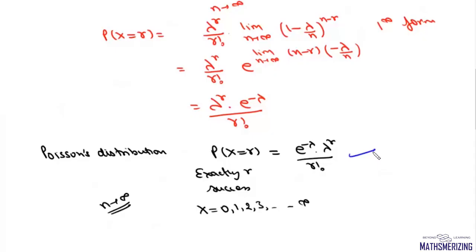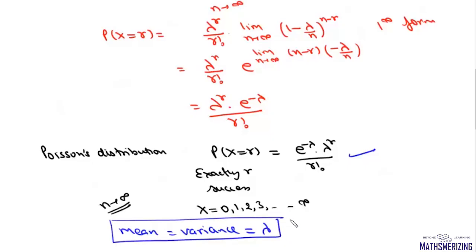Now in case of Poisson's distribution, both mean and variance are equal and they are equal to lambda. So in case of Poisson's distribution, mean and variance must be same and they are equal to lambda.